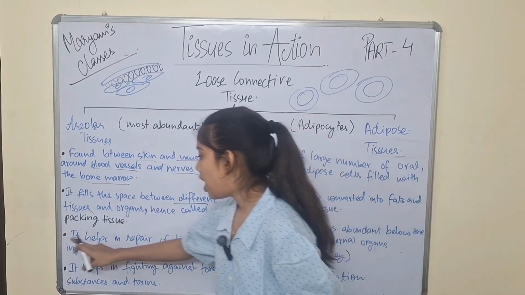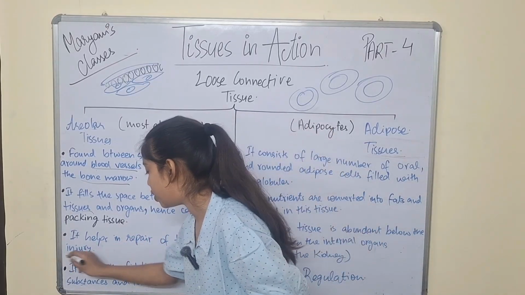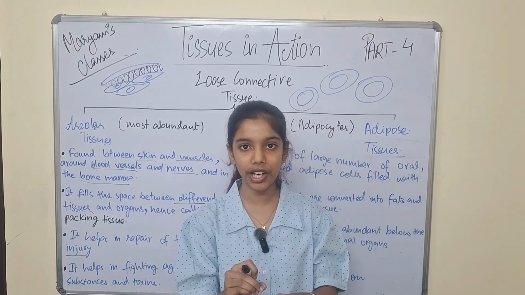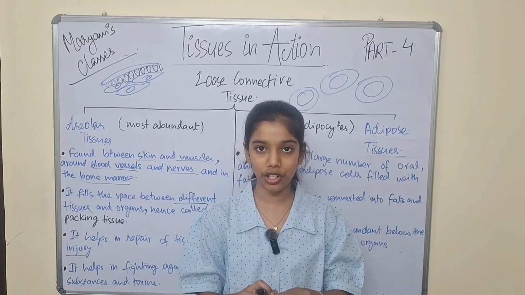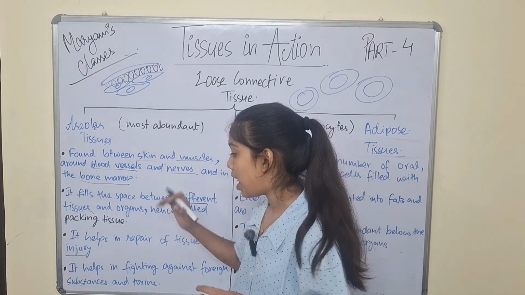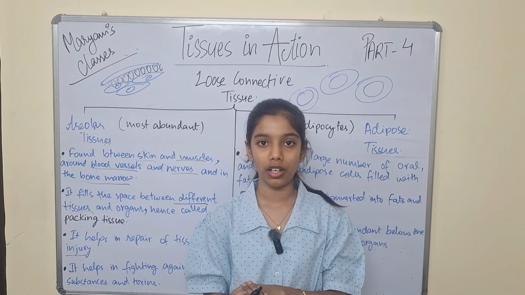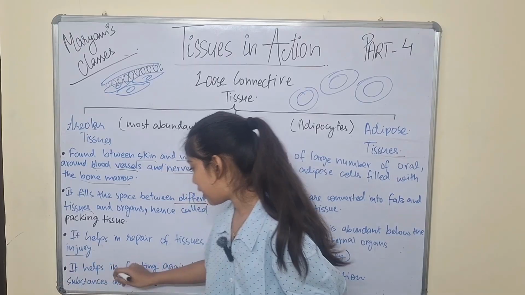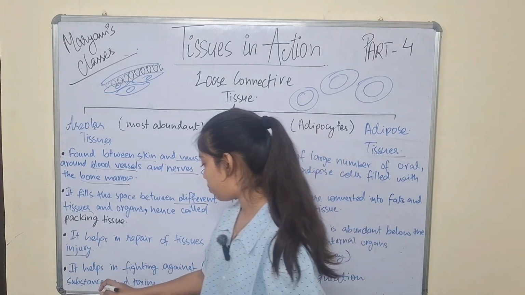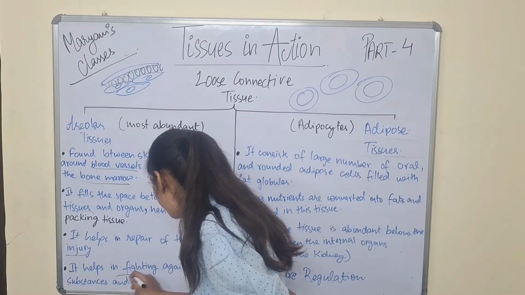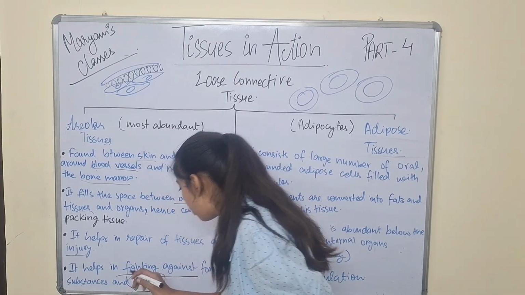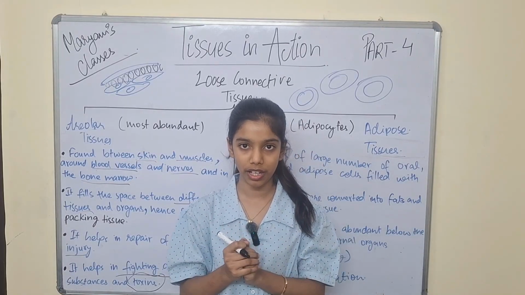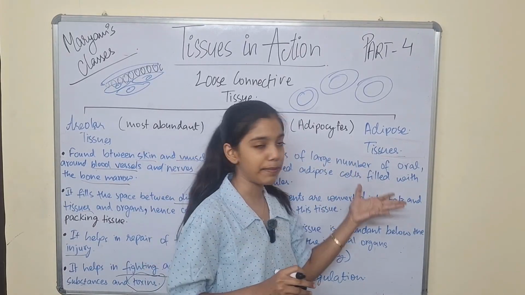It helps in the repair of tissues after injury. So it helps in the recovery of any tissue after the injury. When we get injured, this tissue, areolar tissue, helps in the recovery of our tissues which are damaged because of injury. Now the last pointer says that it helps in fighting against foreign substances and toxins. It fights with some harmful material which is present in the body. Now let's understand adipose tissue.